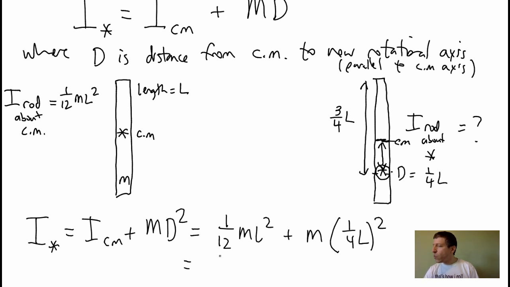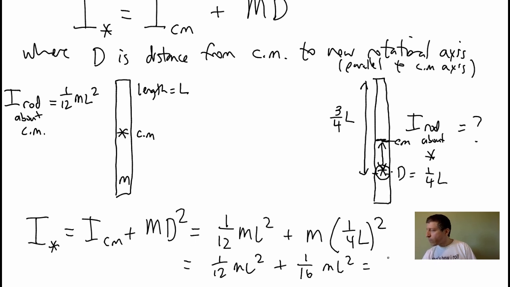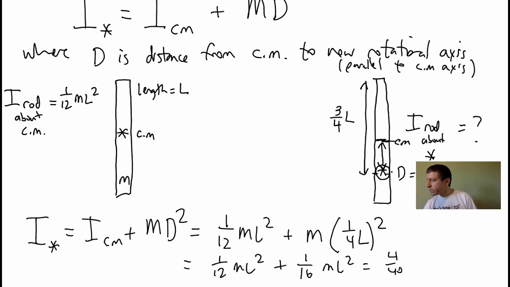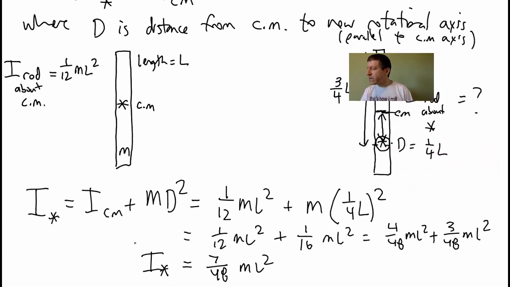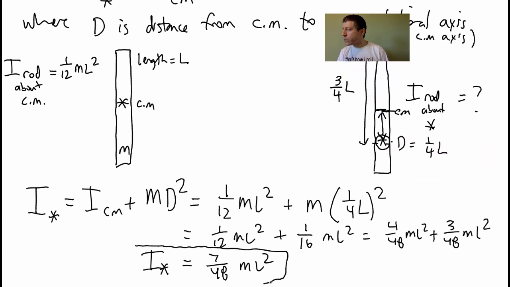When we do that, we get 1/12 mL squared plus 1/16 mL squared. Common denominator is 48, so this is going to be 4/48 mL squared plus 3/48 mL squared, and that gives us 7/48. I about that star axis is equal to 7/48 mL squared, which in fact is greater than 1/12 mL squared by a lot.